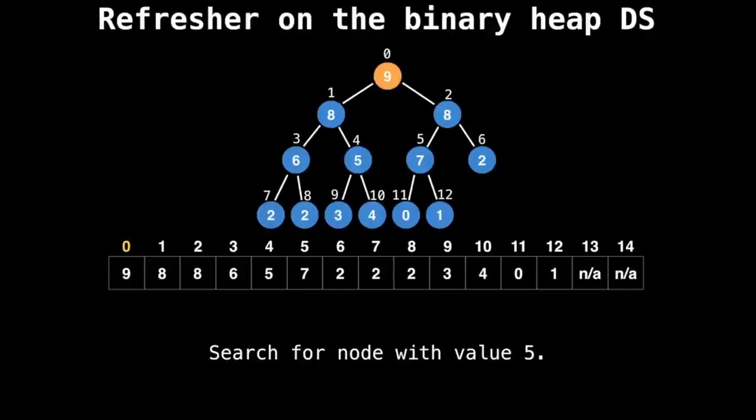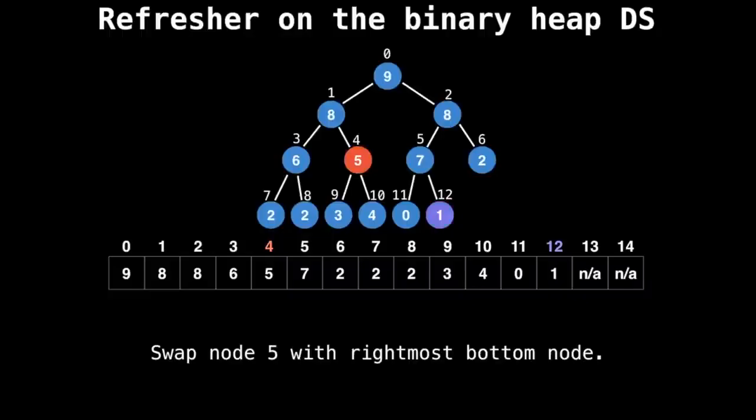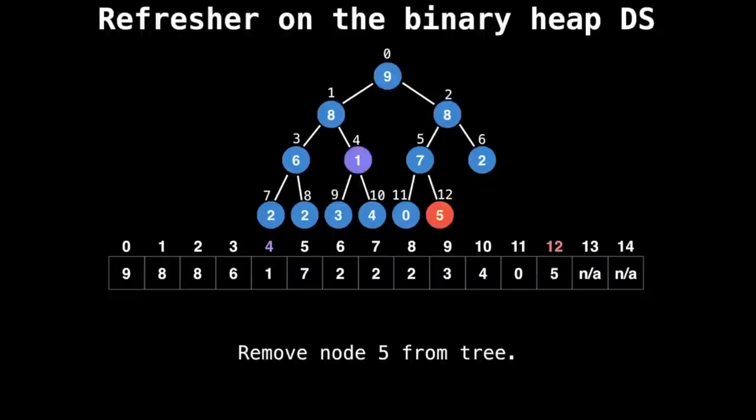So start at node 0 and process each node sequentially until a node with a value of 5 is found, if any. So we found a node with a value 5. To actually remove it from the heap, swap it with the rightmost bottom node. Once this is done, remove node 5 from the tree.